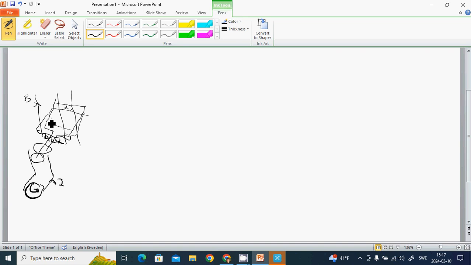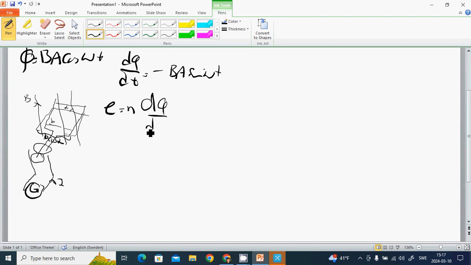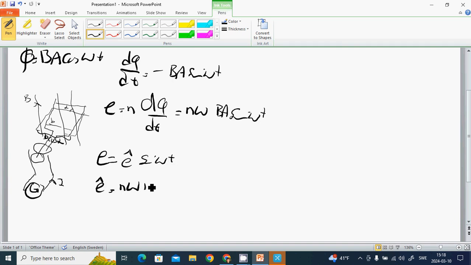Okay, in this we have phi, the flow is BA cosinus omega t, and the d phi dt equals to minus BA sinus omega t, and E equals to N d phi dt. It is N omega BA sinus omega t, and we have E equals to E hat sinus omega t. And E hat equals to N omega B A.